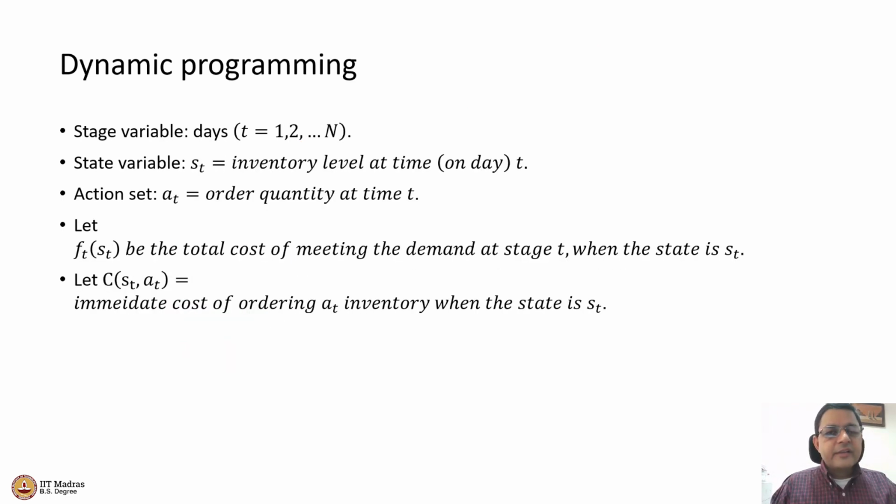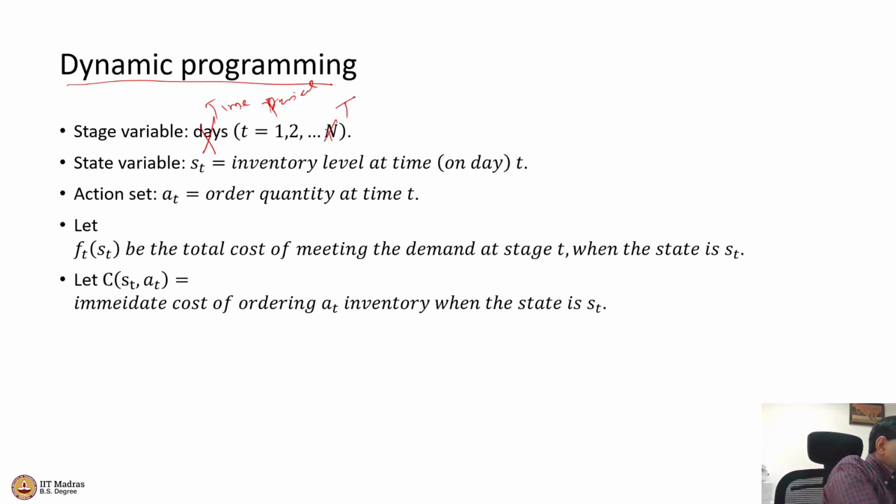All right. So let us continue with the notation. Since this is a dynamic programming problem, a Bellman equation problem, I will have to define stage variables, state variables, and action strategies, right? So let us use the notations. Let us say that the stages are the days or the time period. It could be weeks. It could be days. It could be months, right? Earlier we had used a notation capital T, so let us go with capital T.